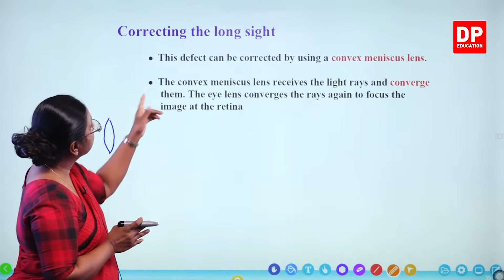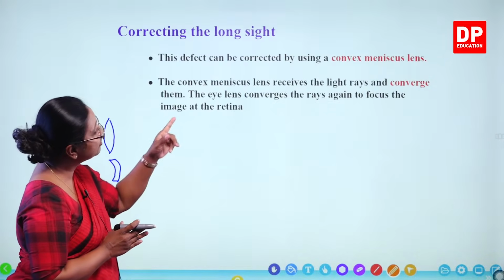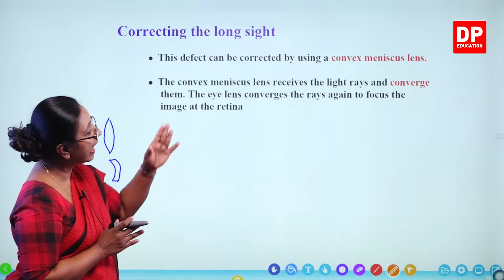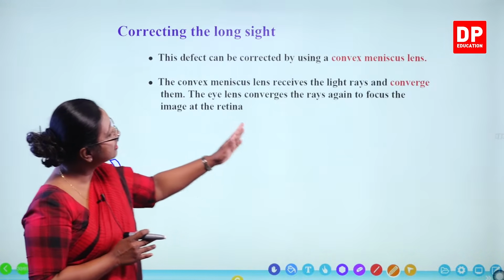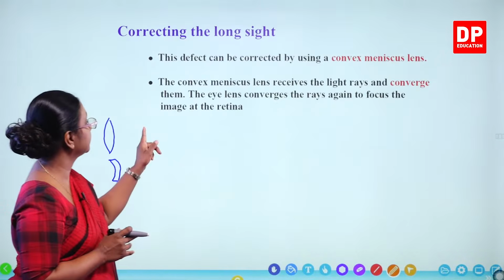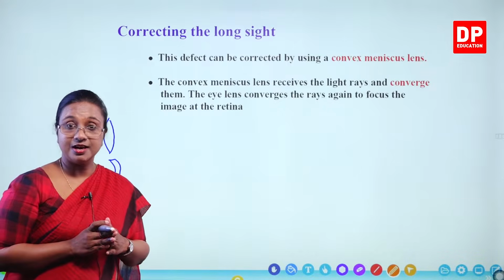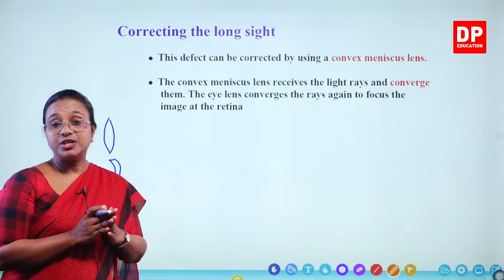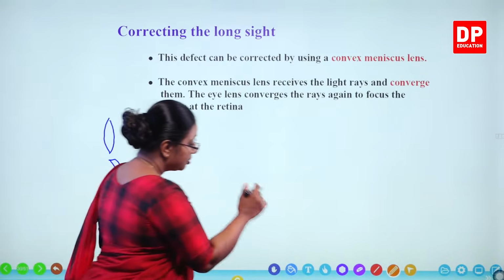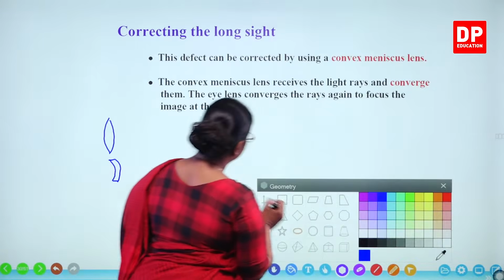So then, the convex meniscus lens receives the light rays and converges them. The eye lens converges the rays again to focus the image at the retina. So as I told you all, we help the rays to converge on the retina. So we'll see how that is done.